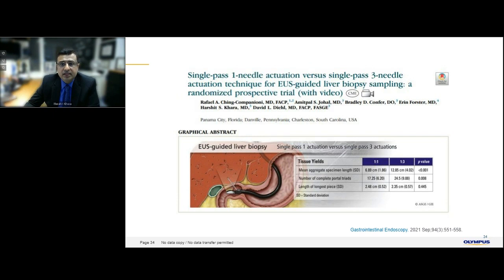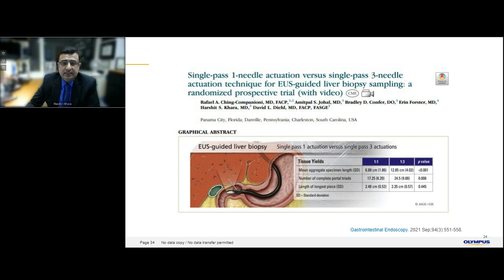So we performed a prospective randomized trial comparing the 1 pass, 1 actuation compared to 1 pass, 3 actuation technique. And we had 40 patients that were randomized in both the arms. And biopsies were adequate for pathological interpretation in both cases. So if you do 1 actuation compared to 3 actuations, the adequacy was the same. However, there was significantly higher specimen length and complete portal trials in the 1 puncture, 3 actuation technique.